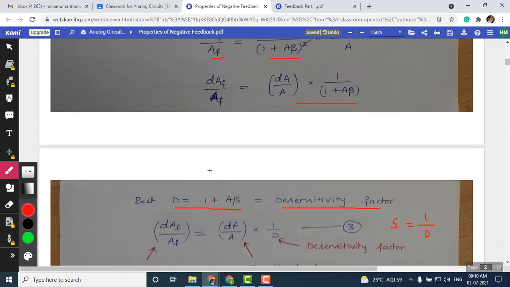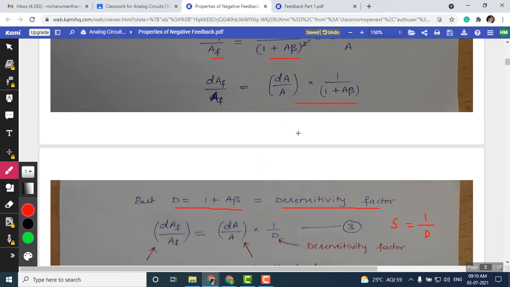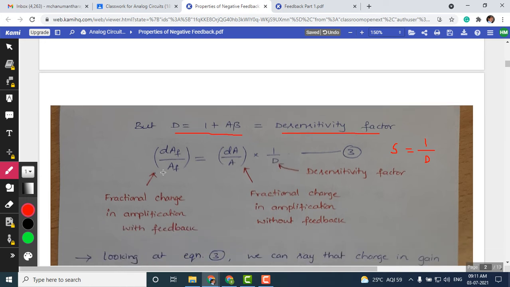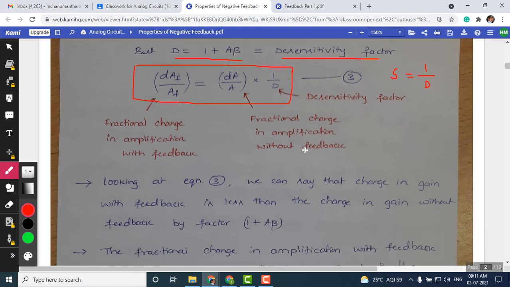So, on the left hand side you have DAF by AF as it is, and on the right hand side you can see this factor we have retained, DA by A, but look at here, this change we have introduced here, the desensitivity factor, which is D. Okay, so D here. Now, this is the final equation. As I told you, we have to bring equations into the standard form, so that we can define the importance of that equation. Okay, so look at this equation, and you can easily say how this negative feedback reduces the sensitivity or increases desensitivity.